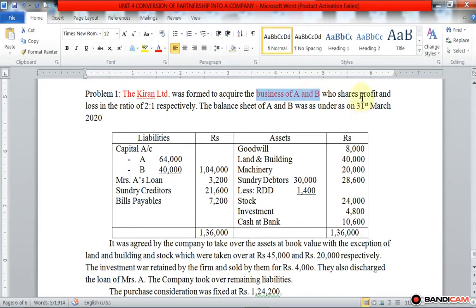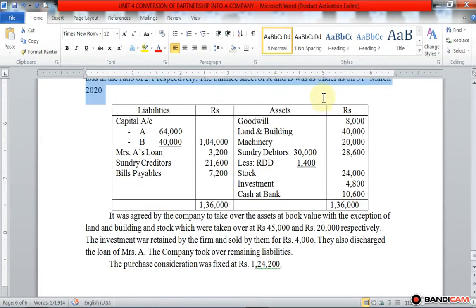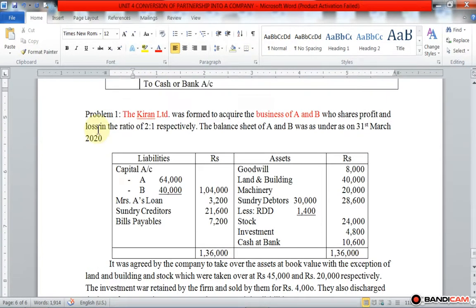So here the profit and loss sharing ratio is given. The profit and loss sharing ratio of partners A and B is 2:1 respectively. The balance sheet of A and B as on 31st March 2020 is given, of the AB partnership firm.